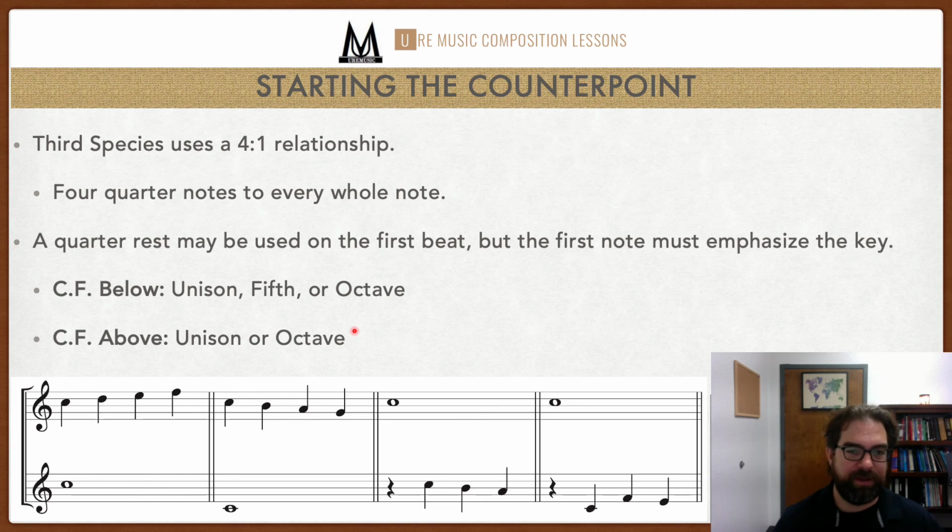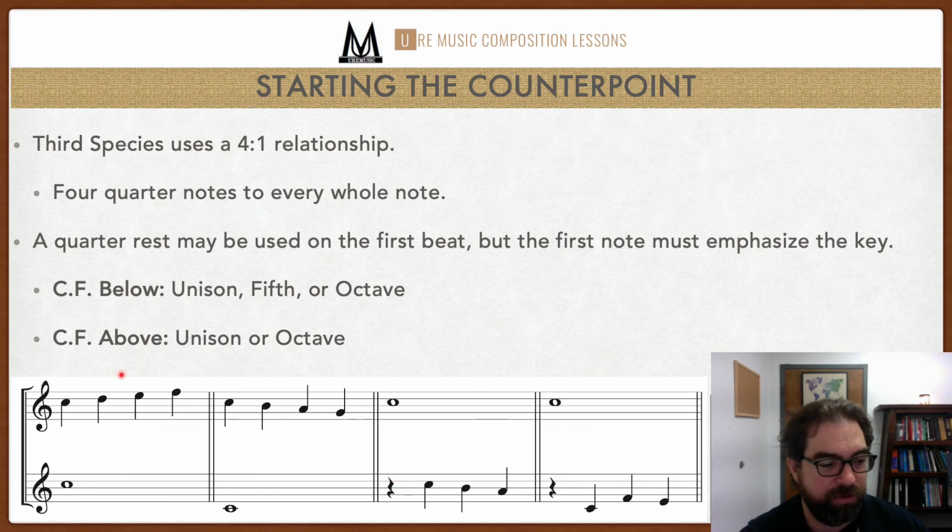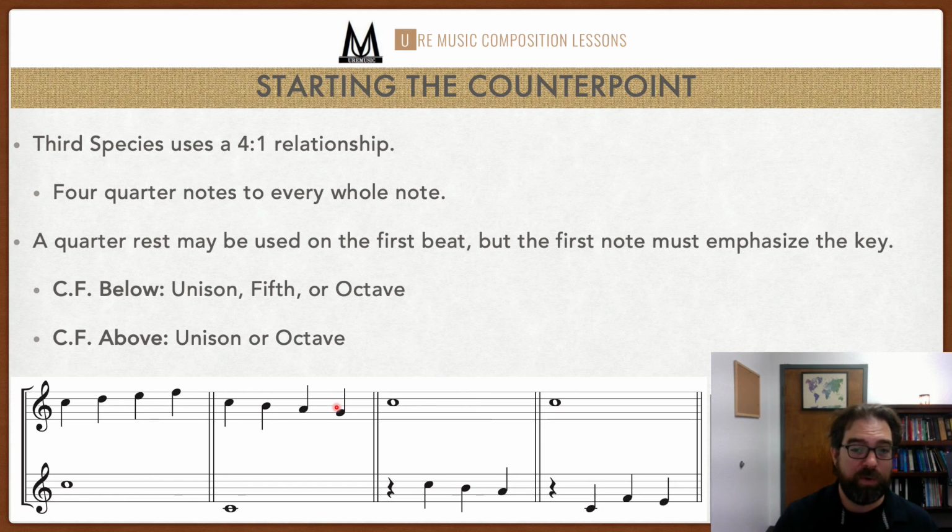Now one of the things that you can do in third species, just like in second species where we started with a half note rest, you can actually start with a quarter note rest. So in this case, I've only shown examples of starting with a quarter note rest when it is below the cantus firmus, but you can do this whether it's below the cantus firmus or the counterpoint is above the cantus firmus. Another thing you'll notice is that we're starting with a unison here, and we're just moving up by step. And here we're starting with an octave and moving down by step. So there's no real error that you can commit when you're moving by step and you start on a consonant.